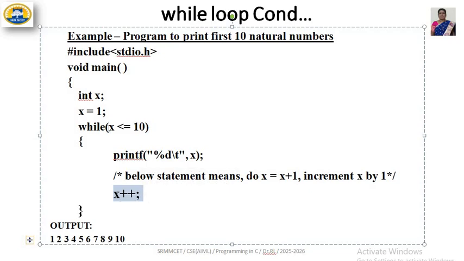So until this condition is false, the statements printf x and x plus plus are repeatedly executed. Finally, the output is 1, 2, 3, 4, 5, 6 up to 10. When x exceeds 10, the loop breaks out.